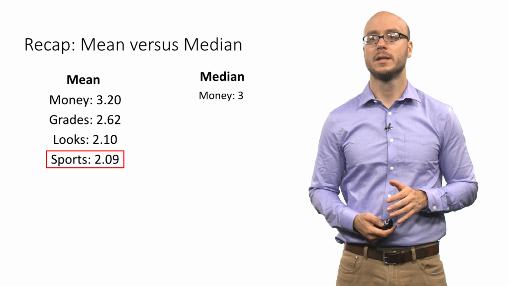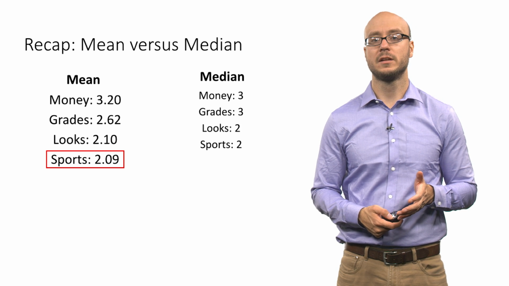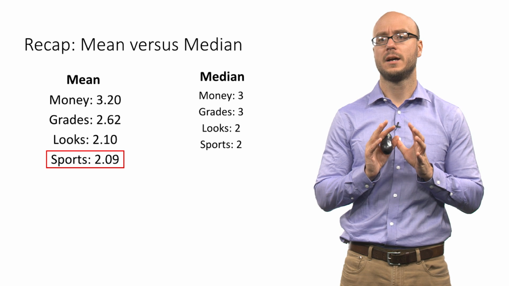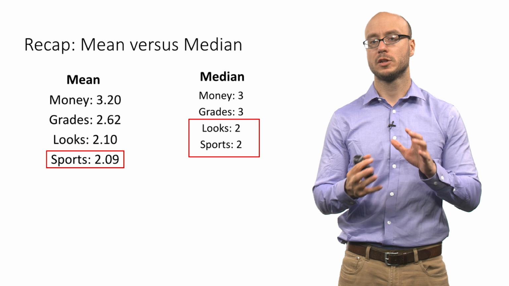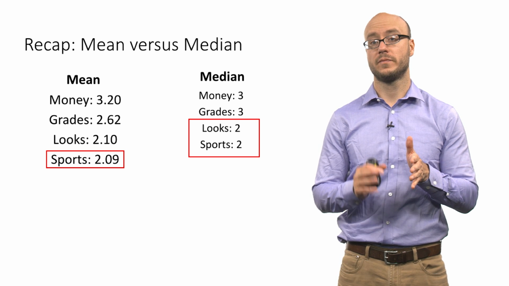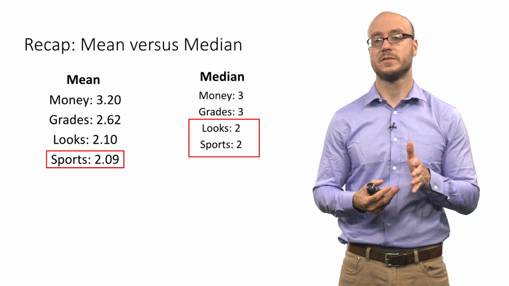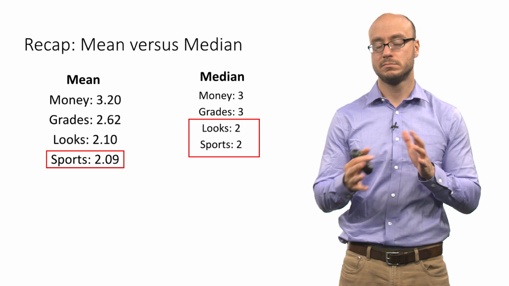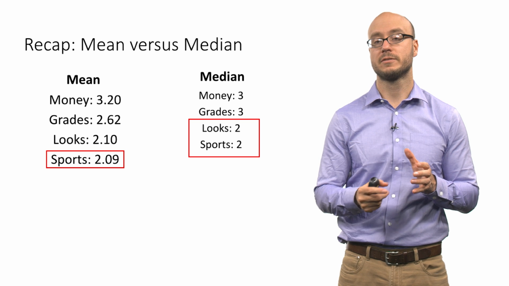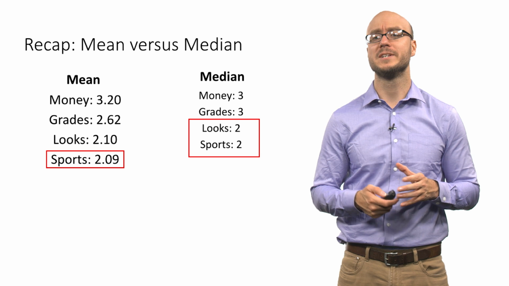But how about the median? Well, the least important is money, similar to the mean, then grades, then looks, and then sports. So you can see we have a very similar set of results. However, looks and sports, we get the same middle value. And that's because with the median, in this case we actually have an even number of observations, but typically, if your underlying variable is numerical and discrete, your median is going to be a counting number. That's not always the case, but in general it is.